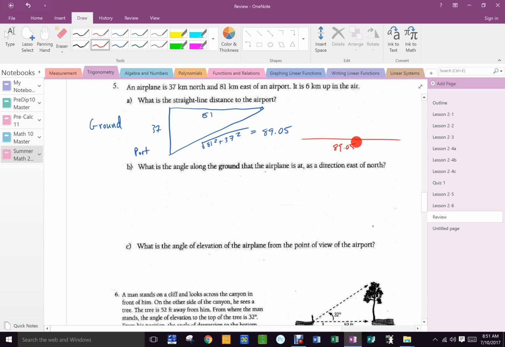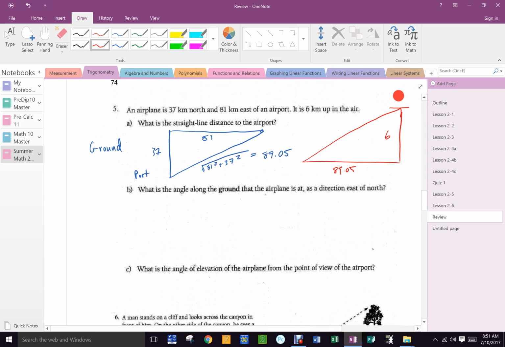But the plane is not on the ground, is it? Where is the plane? In the sky. How far up is the plane? 6. So now I want the distance of the plane to the airport. So I need this line right here, which is the square root of 6 squared plus 89.05 squared. And I believe it's 89.3, but I'm not 100% sure. What is it? No, I already got the 89.05. Somebody has this because I saw people that had drawn it correctly. So what is it?